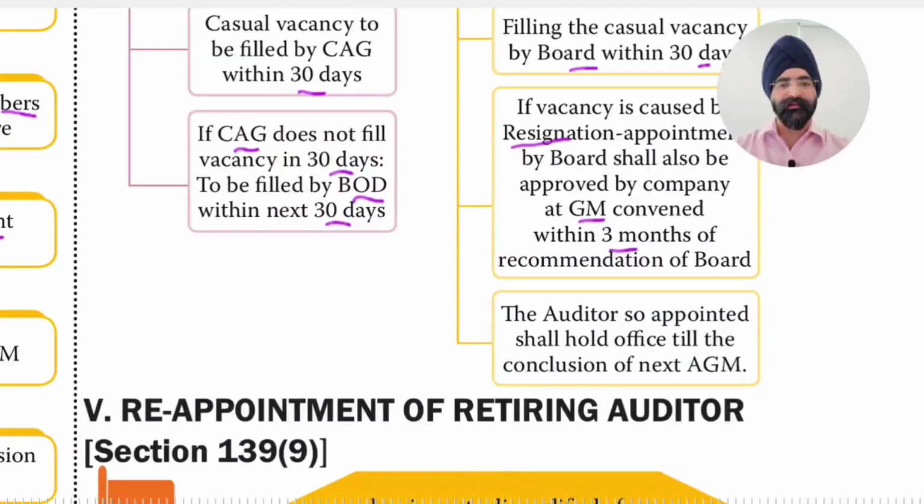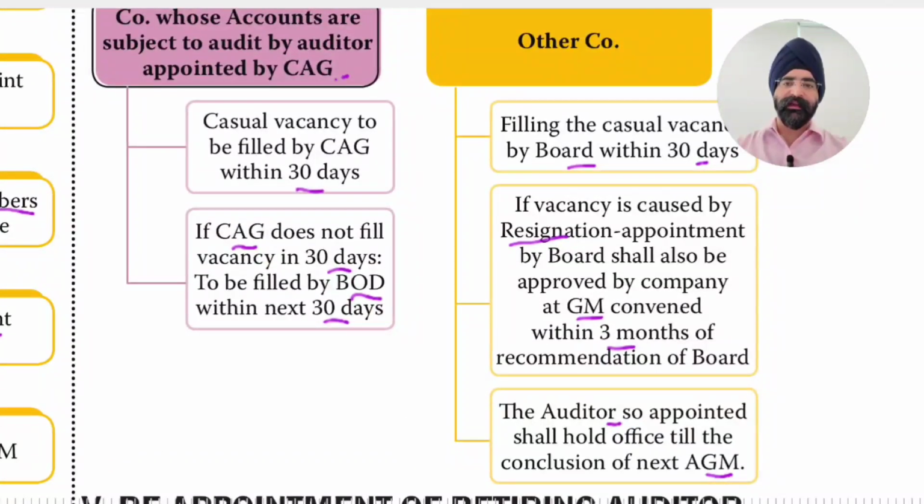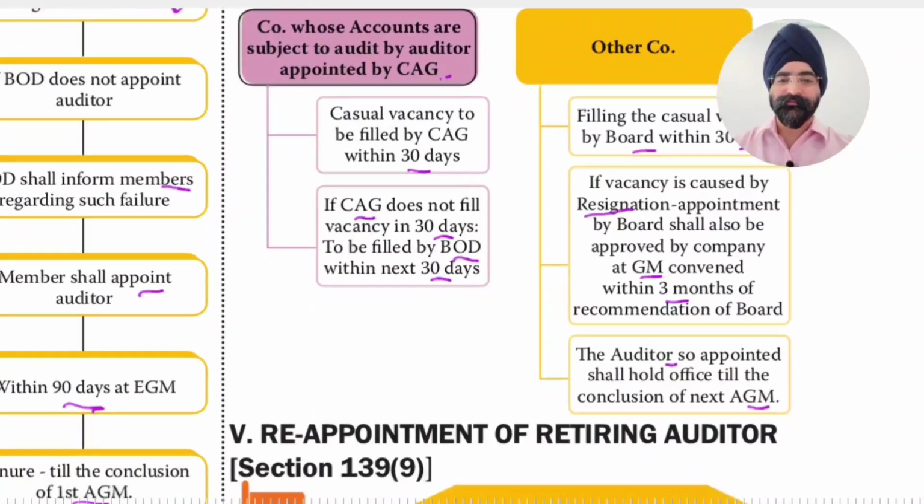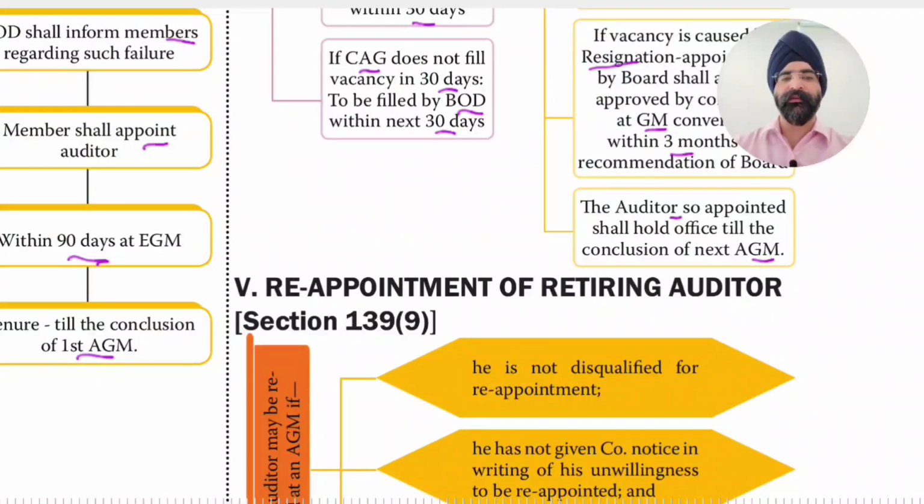Now, the next point is the auditor so appointed shall hold office till the conclusion of the next AGM. So when a casual vacancy is filled, that auditor will hold office only till the conclusion of the next AGM. What it means is that the auditor cannot be directly appointed for the next 5 years. In case of casual vacancy, the auditor is appointed only for the current tenure, and then at the annual general meeting, the auditor will be appointed for 5 years, from the conclusion of the current annual general meeting till the fifth annual general meeting thereafter.